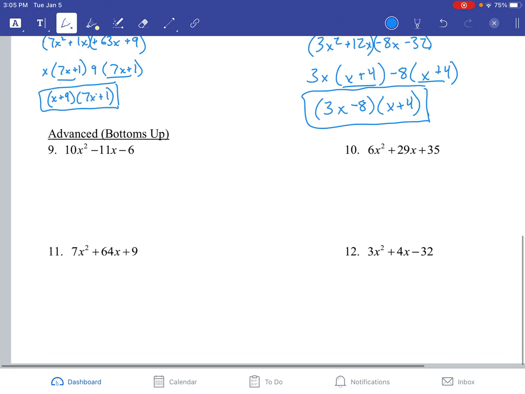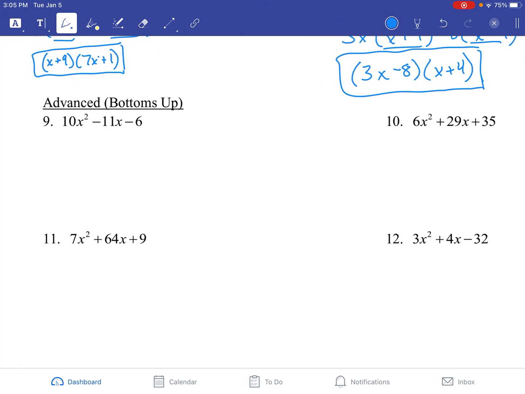Okay, now, I've included the next 4 problems to be just like the other ones, so you can see that the answers are the same, but how we get there is going to be different. Okay, so bottoms-up method. It starts the same way as factor by grouping, where you multiply 10 times negative 6, gives you negative 60. And then what you want to do is find the factors of this. All right, just like we did at the top.